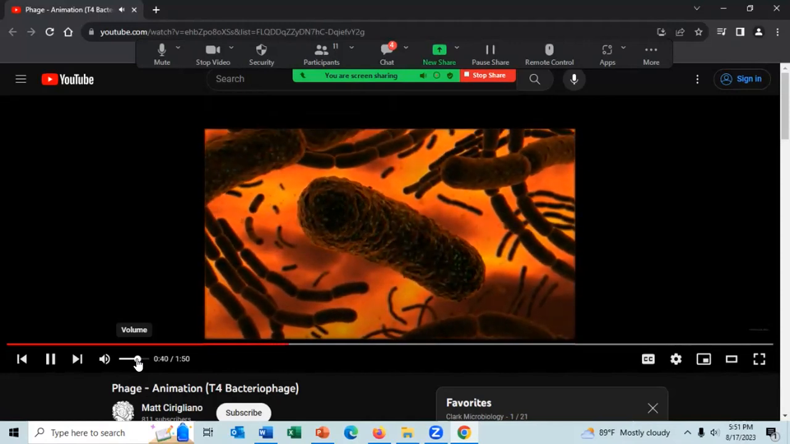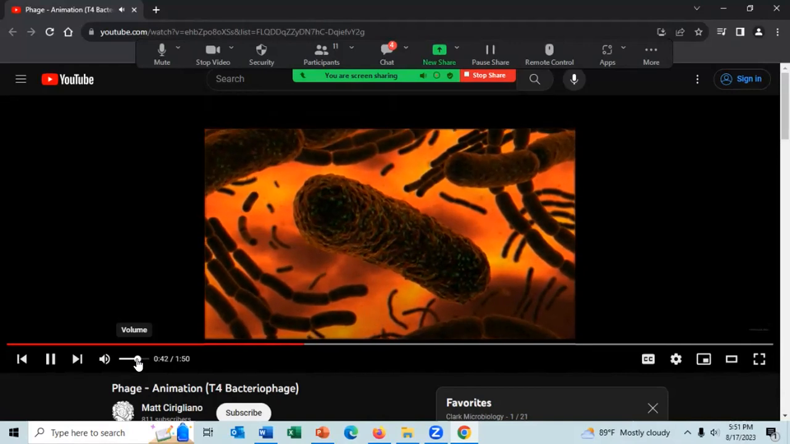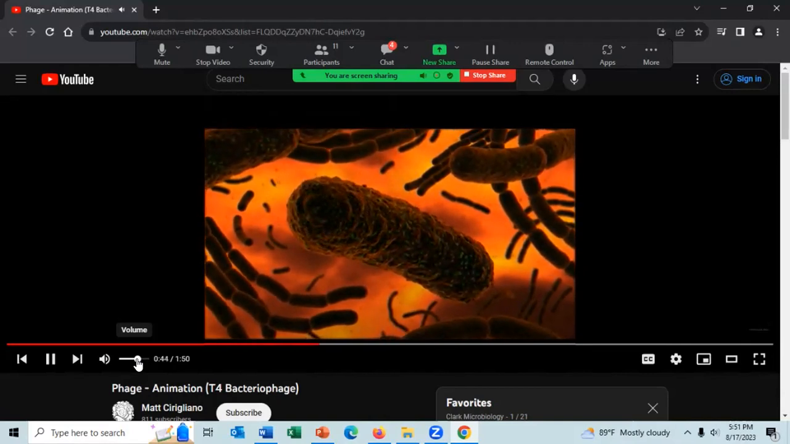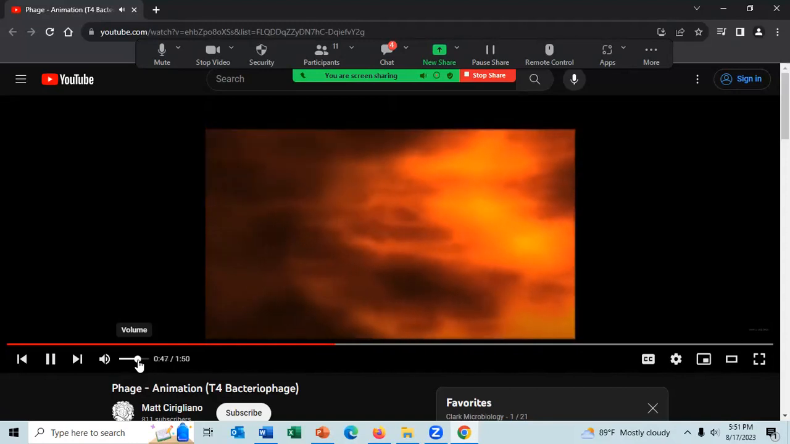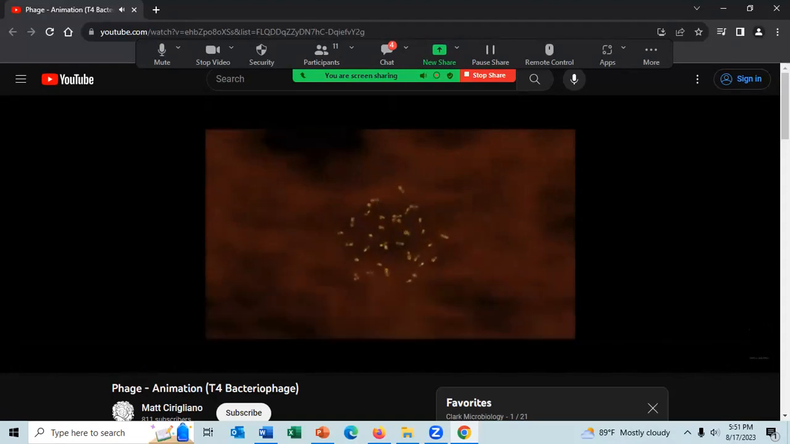In the microscopic world of bacteria, a miniature act of piracy is about to take place. T4 bacteriophages.